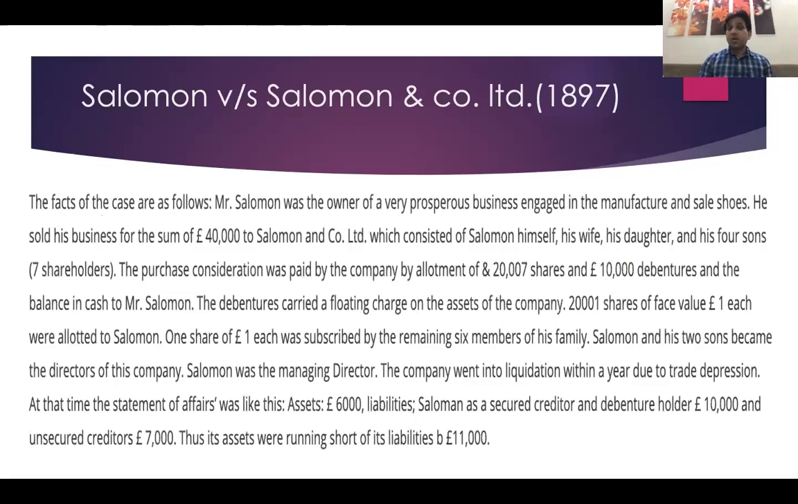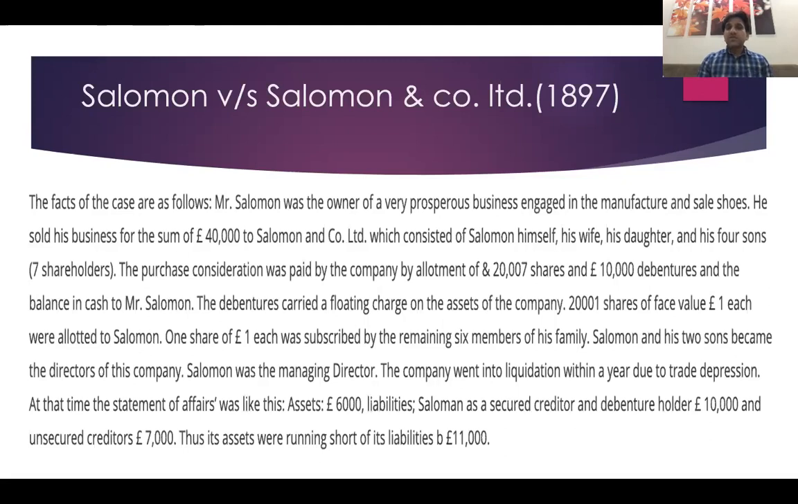The case was very old; it was decided in 1897. In this case, there was a person named Salomon, who was the owner of a prosperous business of shoes. He was engaged in the manufacturing and sale of shoes. He formed a company and sold his entire business to a company called Salomon and Company for 40,000 pounds, which consisted of Salomon himself, his wife, his daughter, and his 4 sons. Total 7 shareholders, because to form a public company, there is a minimum requirement of 7 members.